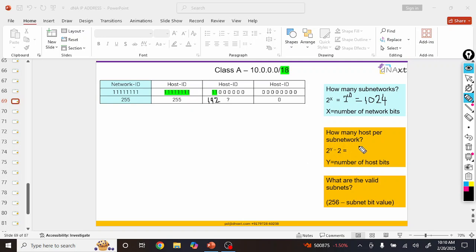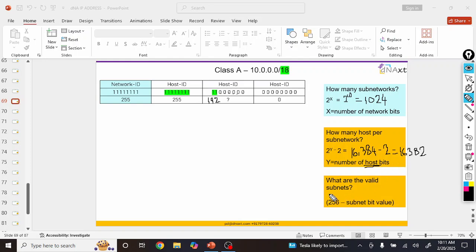Okay, how many hosts per subnetwork are we going to get? That is 2 to the power y, where y is the number of host bits, and we have the number of host bits as 14: 8 of the fourth octet, this octet is purely host, then 8, 9, 10, 11, 12, 13, 14. So 14 bits, 2 to the power 14 is 16,384. When you subtract 2 from it, you will get 16,382 hosts. So this many machines you can connect to each subnetwork.